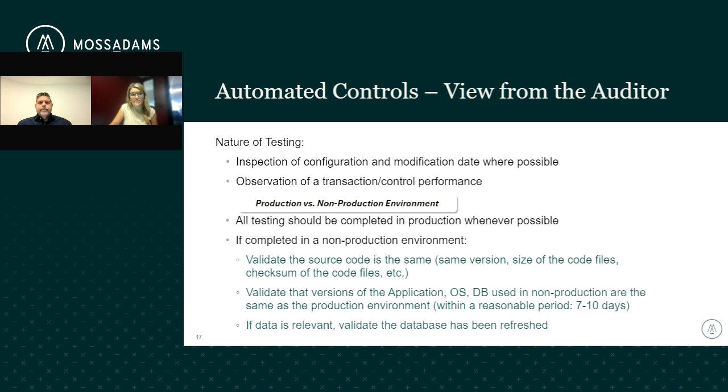So once we do understand the details of the control, we can develop the nature, timing, and extent of our procedures in order to test the control. And the nature of our testing will include inspection of the configuration and the modification date when that data is available. We'll also be looking to perform or observe a transaction to actually see that control operate. When possible, our testing should be done in a production environment. If we do need to test in a non-prod environment, this will require additional procedures and documentation on our part to validate that the non-prod environment does replicate production.